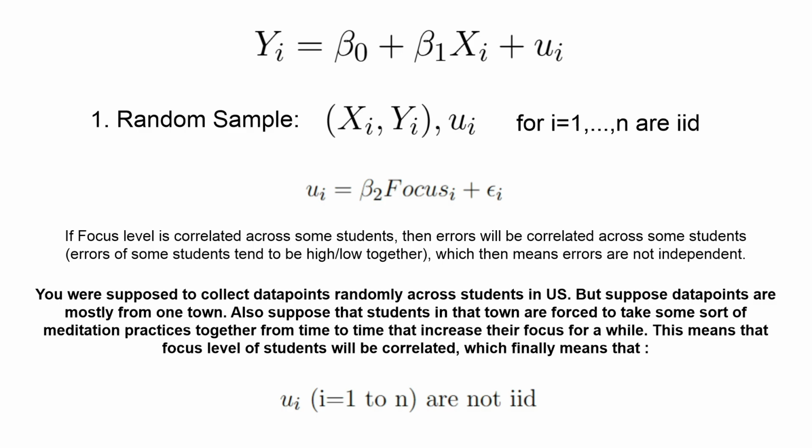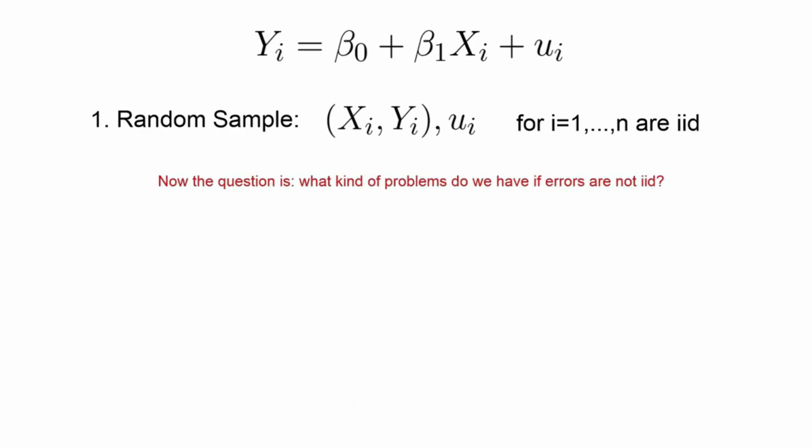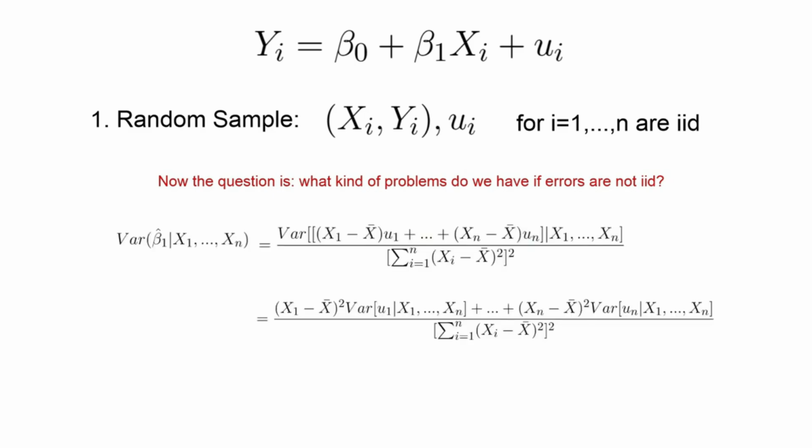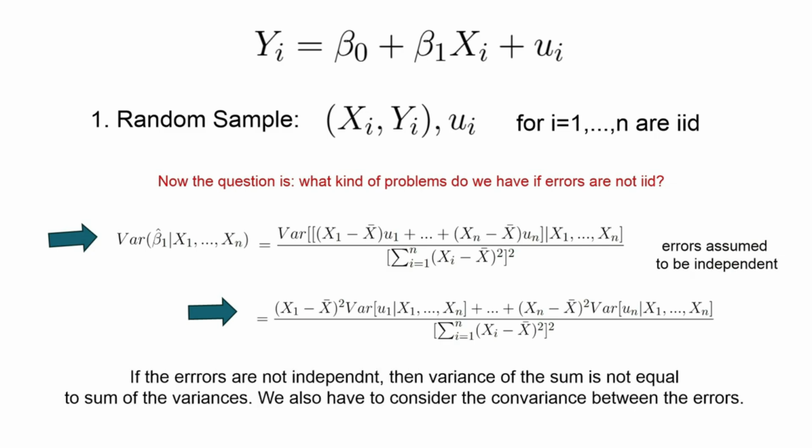So this was a quick example of how the random sampling assumption can be violated and how errors can fail to be IID. And now the question is, what kind of problems do we face if errors are not IID? If you look back at one of my videos, you can find this set of equations for the conditional variance of beta 1 hat. And if you remember, we were able to go from this line to this line because the errors were assumed to be independent. If the errors are not independent, then variance of the sum is not equal to the sum of the variances. We also have to consider the covariance between the errors.